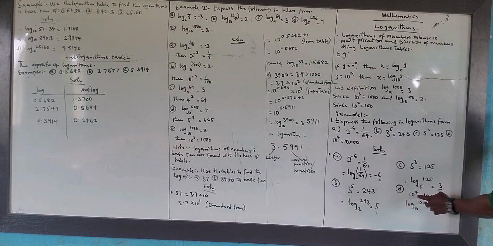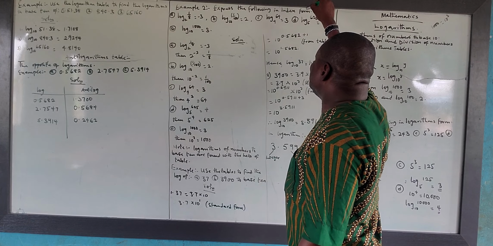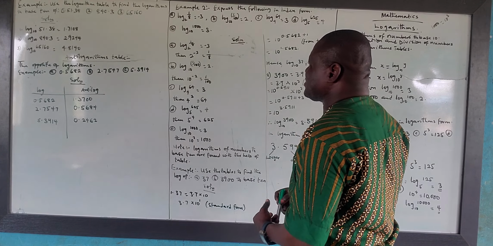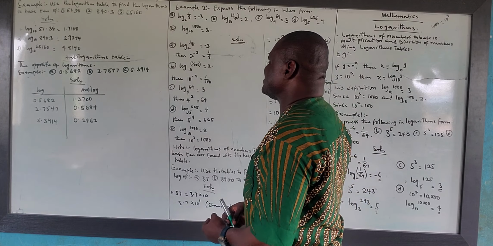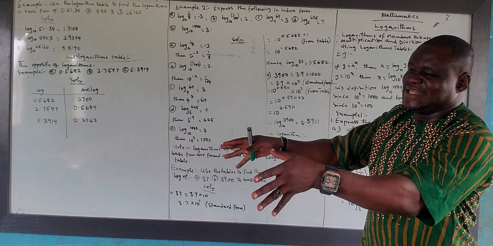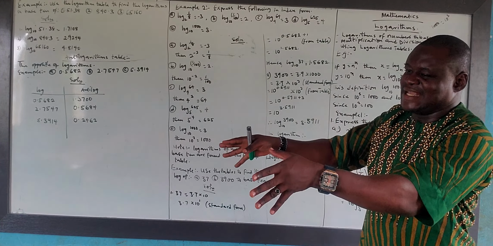10 raised by 4 is equal to 10,000. We now say log 10,000 to base 10 is equal to what? 4. So now we come to Example 2: Express the following in index form. Index form means that whenever we have a logarithm, we express it as an index. So now, what is the index?